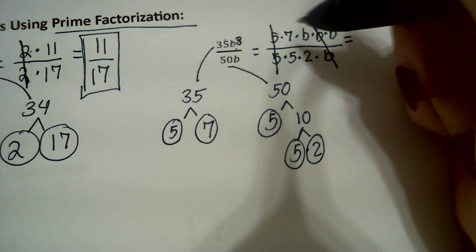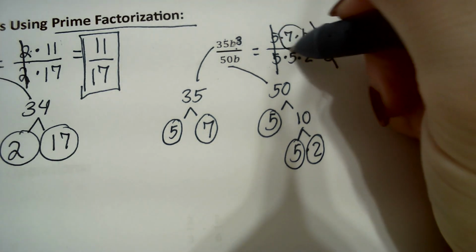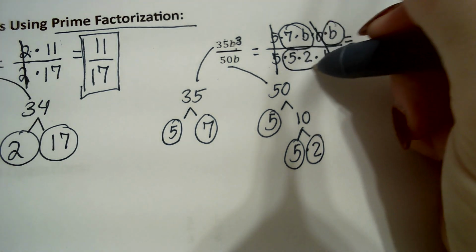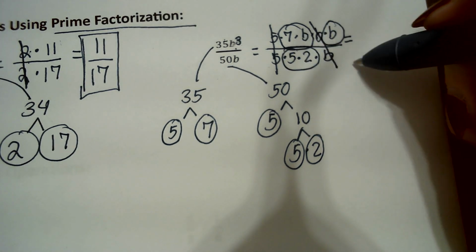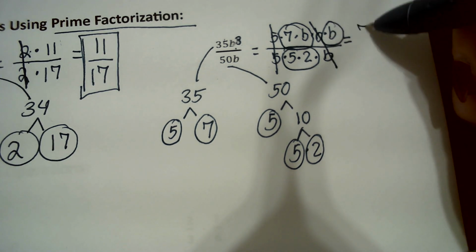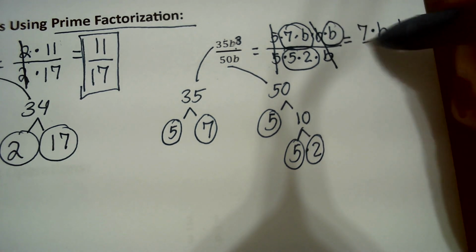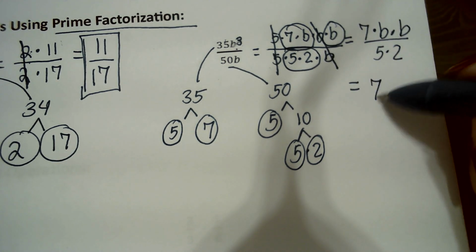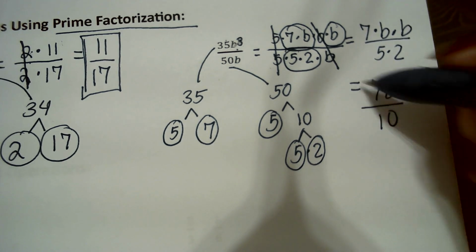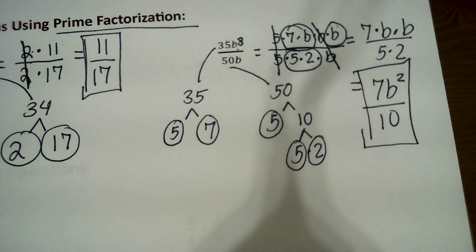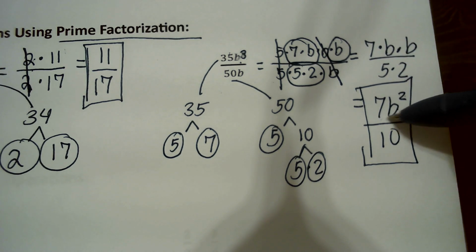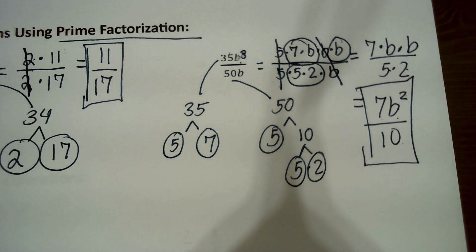So now we're going to circle what's left. 7b and another b, and 5 times 2, but no variables left. So that's 7 times b times b over 5 times 2. And that gives us 7b squared over 10. There's our simplified answer. All right, because remember, b times b is b squared. The 7 is our coefficient. 7 times b squared is 7b squared, and 5 times 2 is 10.